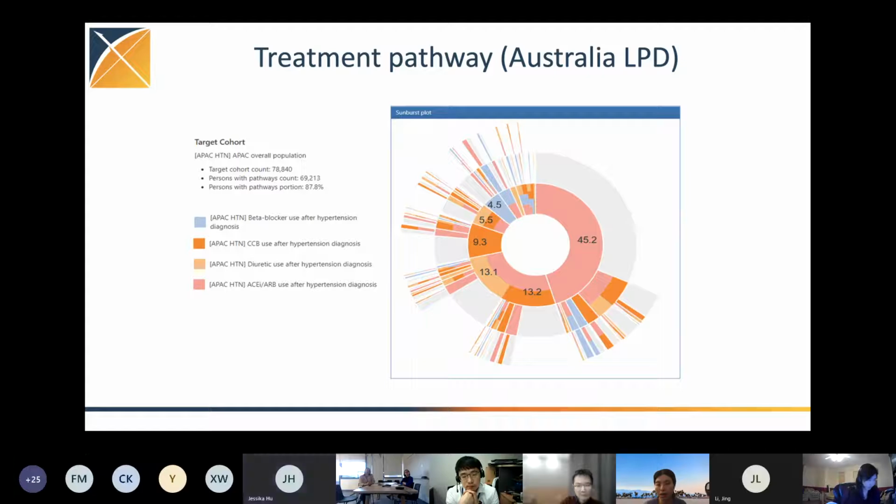And then the pink plus the orange one, the ACE and ARBs plus CCB, is the most common 2 drug combination used. This is consistent with what we just saw in the descriptive table previously, but it's showing more in a nice visualization way to look at the order.